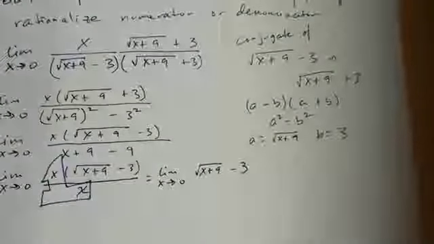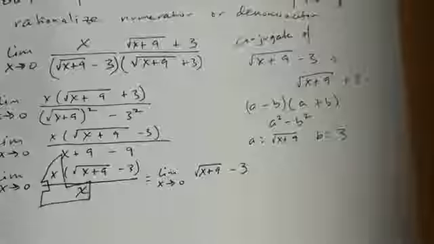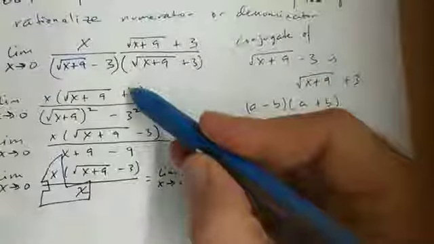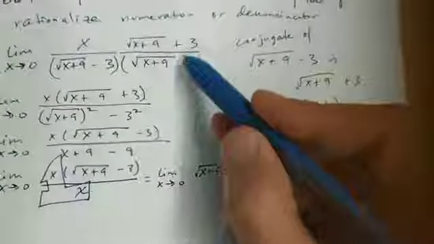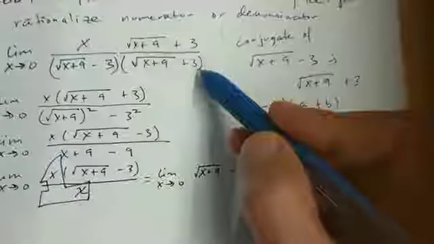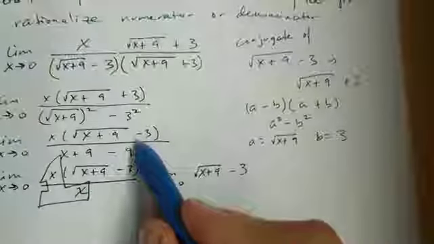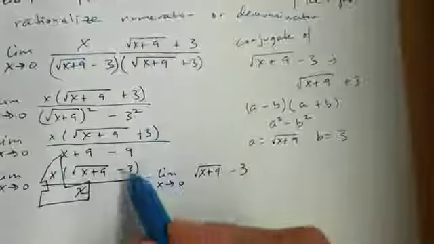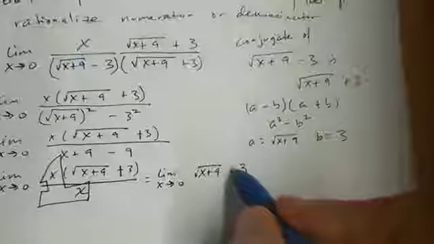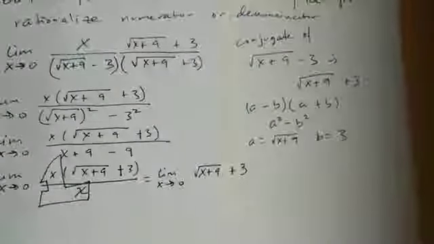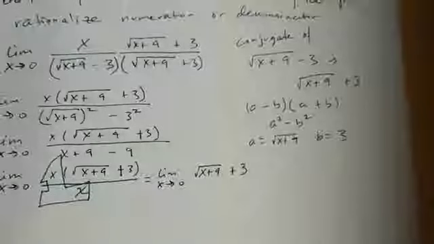Whoa, do you see what I did? Did you catch my mistake? I multiplied by the square root of x plus 9 plus 3. I got a plus, and then I changed my plus to a minus down here. This should be a plus. This should also be a plus, which makes this a plus. Sorry for the confusion.